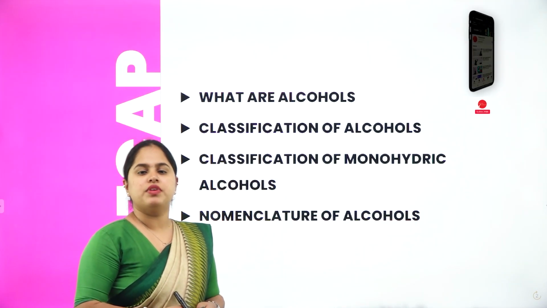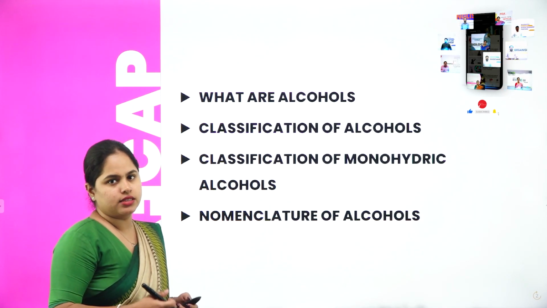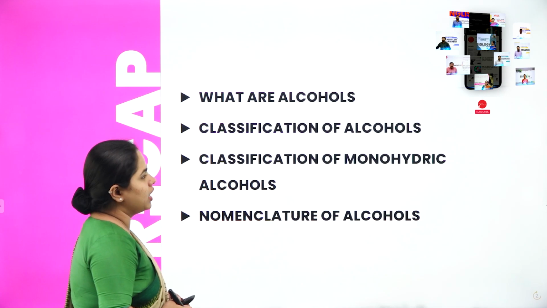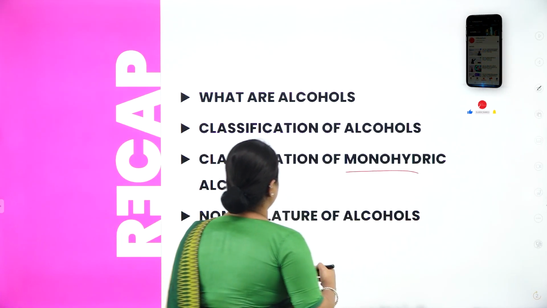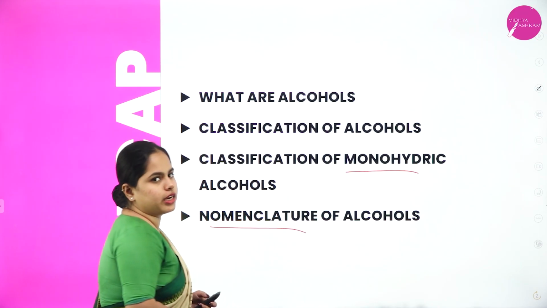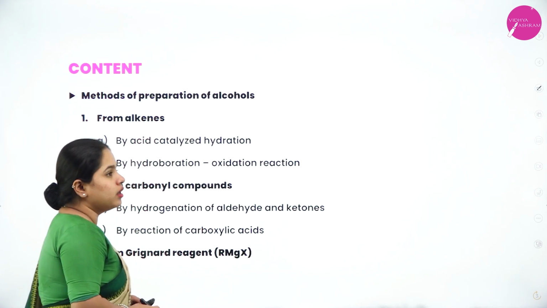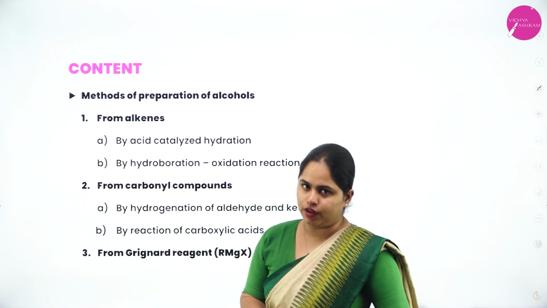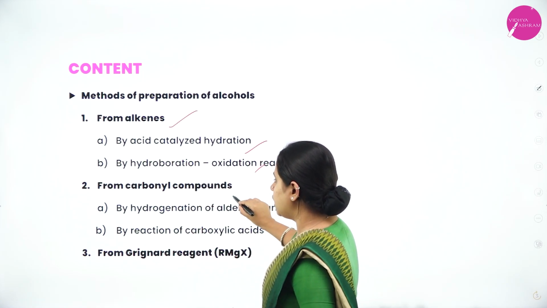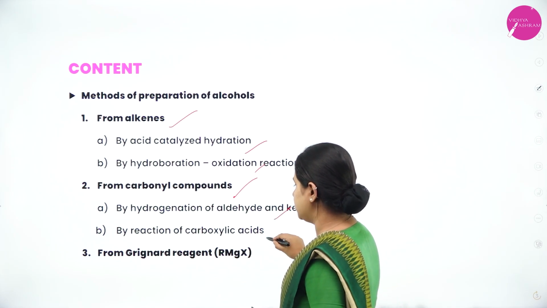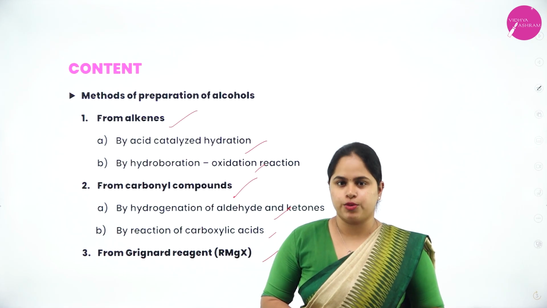In the last session we began with alcohols. We discussed what alcohols, ethers and phenols are, the classification of alcohols, specifically monohydric alcohols, as well as the nomenclature of alcohols. In today's session we are going to study the different methods of preparation of alcohols. From alkenes there are 2 methods. From carbonyl compounds there are 2 methods as well. And we will also see how alcohols can be prepared from Grignard reagents. All this we are going to study in this session.